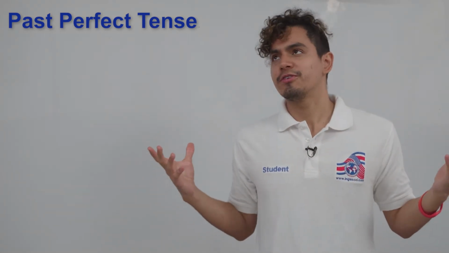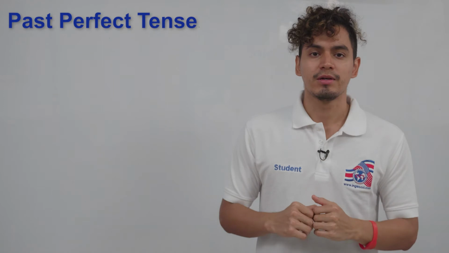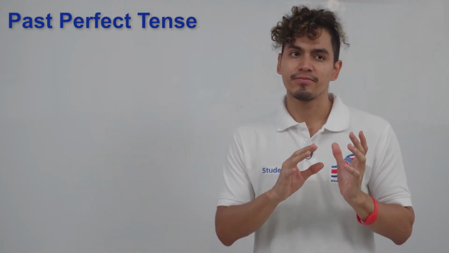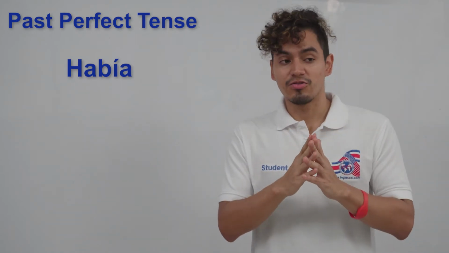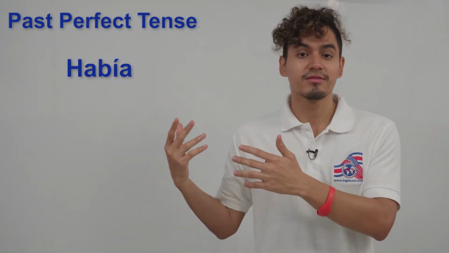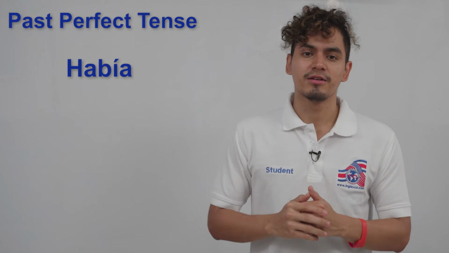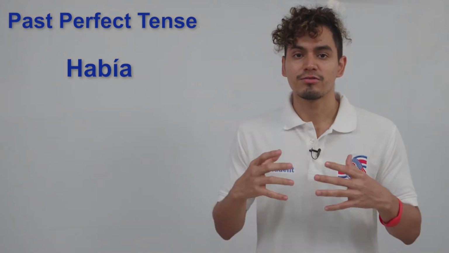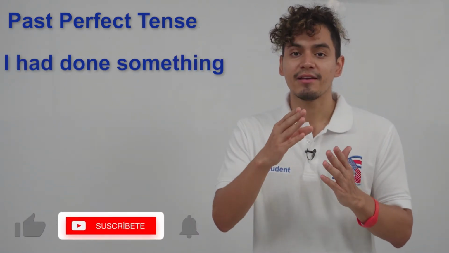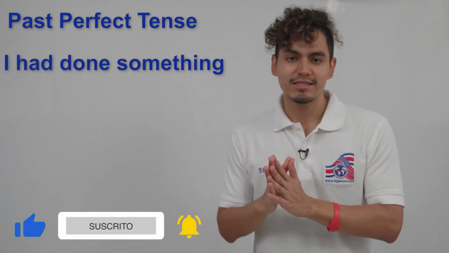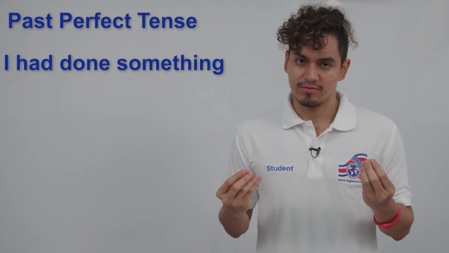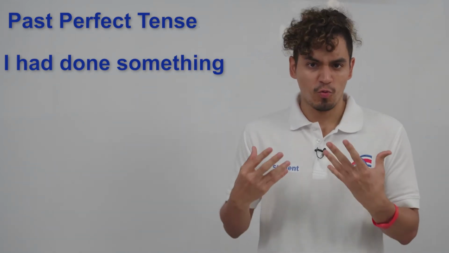What is past perfect tense? It's simple. In Spanish, we would say había. Okay? In order to say, hey, yo había hecho something, right? Había hecho tal cosa. But in English, you have to say, I had done something, okay?